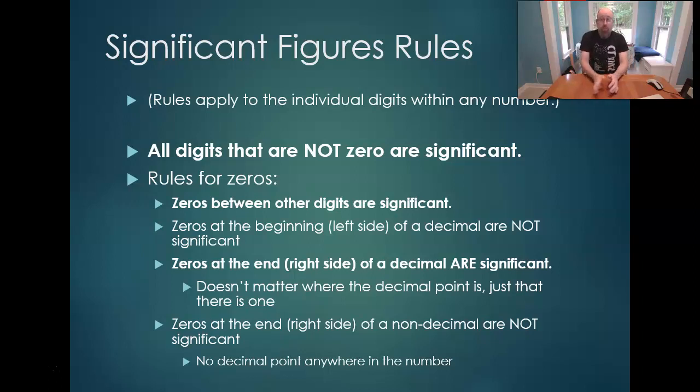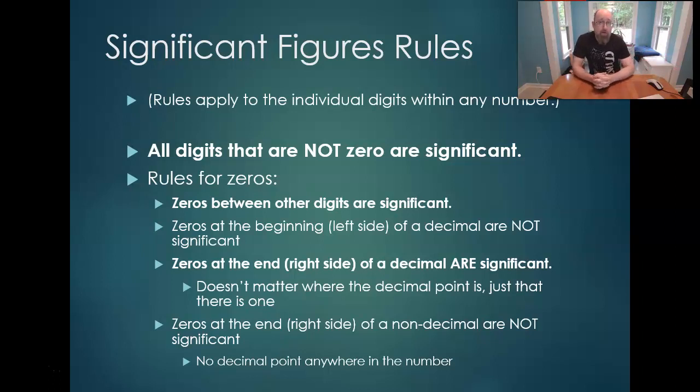Finally, zeros at the right side of a number that's a decimal are significant. So any zero that's at the right side of a number that has a decimal point in it, anywhere, we count those zeros on the right side or at the end of the number. It doesn't matter if they're to the right of the decimal point or to the left of the decimal point.